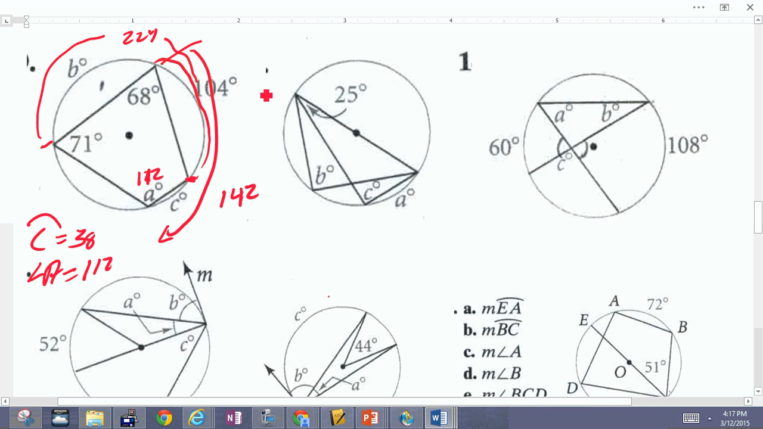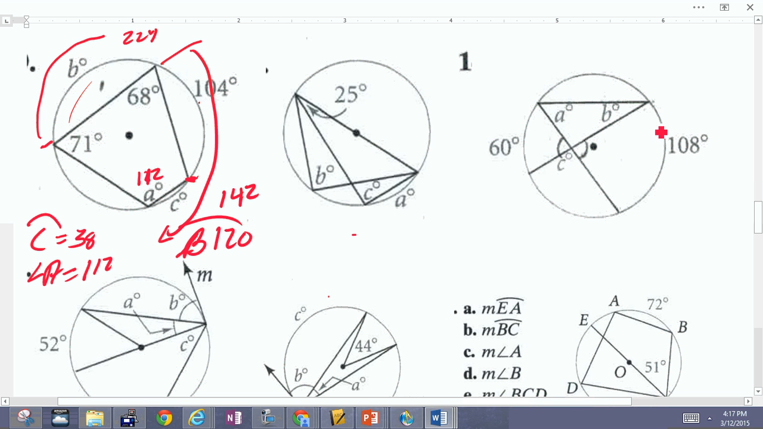And of that 224, I already spent 104 here, which means arc AB is 224 minus 104, which makes that 120 for arc B. Arc B is 120. That solves that. All right, let's go over this problem over here.